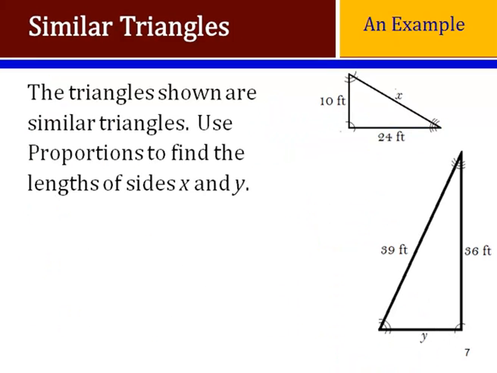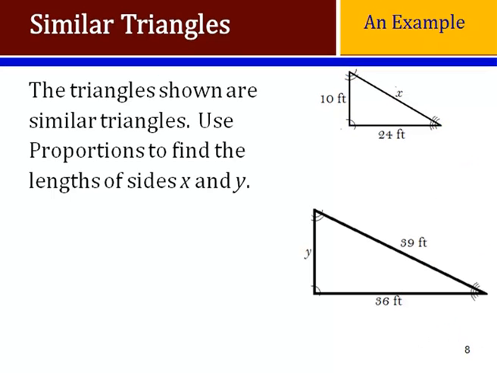So here we have two triangles. They're similar. We can tell they're similar because they're marked this way and because we're told that they're similar. And now it asks us to use proportions to find the lengths of those missing sides, X and Y. So our first job is to orient them in the same direction so that we can tell which sides will match up for the proportions. So now that I've done that, I can see that 10 is to Y because these sides correspond with each other.